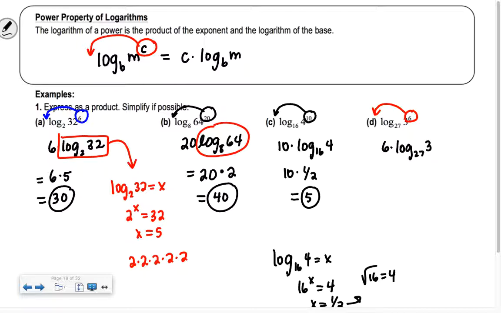So how about log base 27 of 3? I think Anna Catherine got this. Log base 27 of 3, what's that part? 1/3. Do you guys see it? The cube root of 27 is what gives you 3. And then times 6. So I heard her say 2. She got 2 right away. Does this make sense?